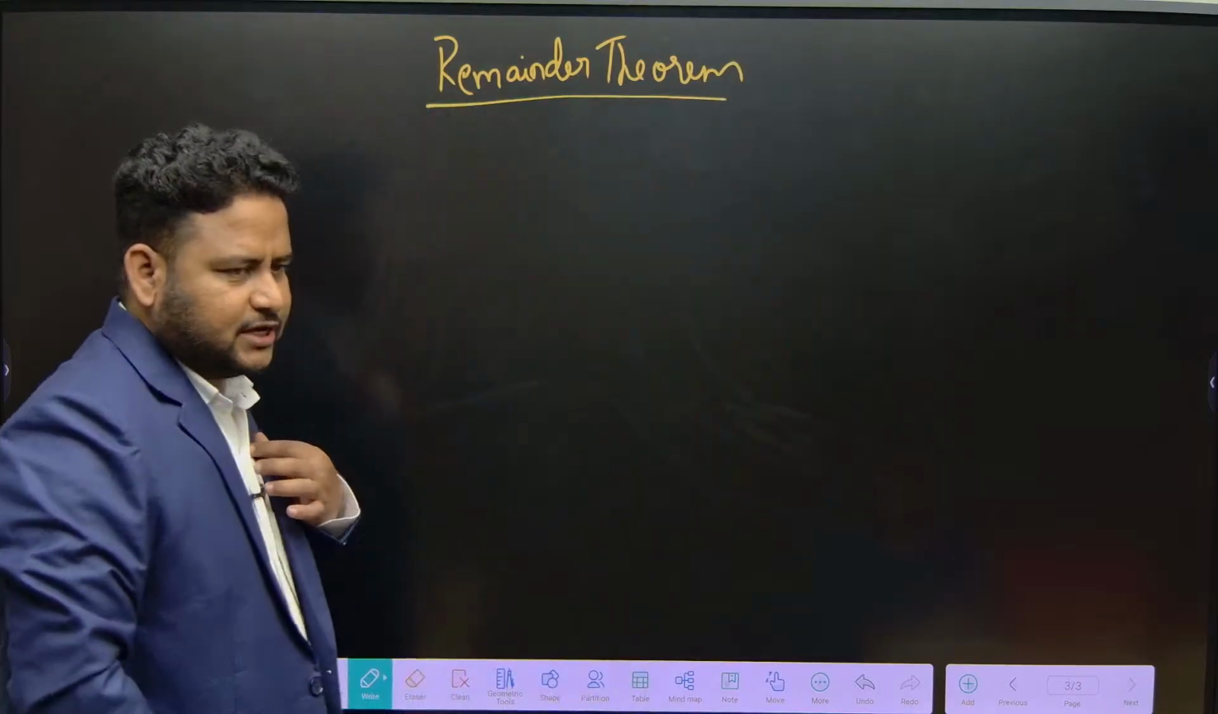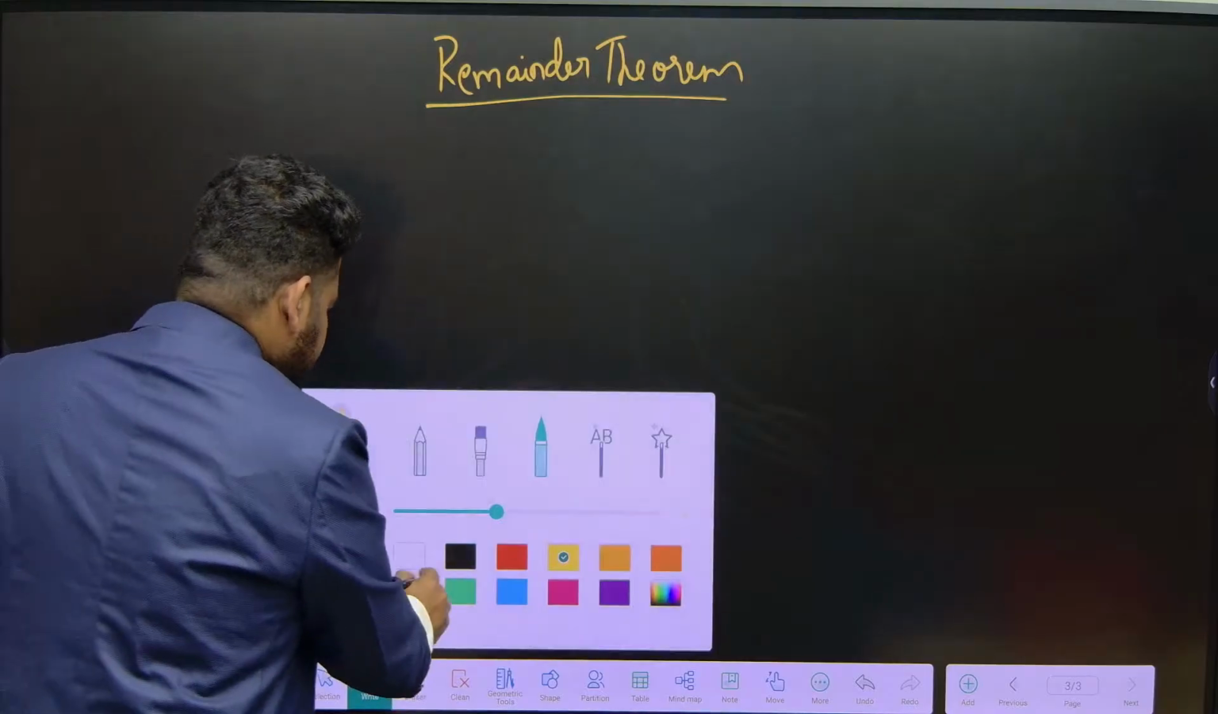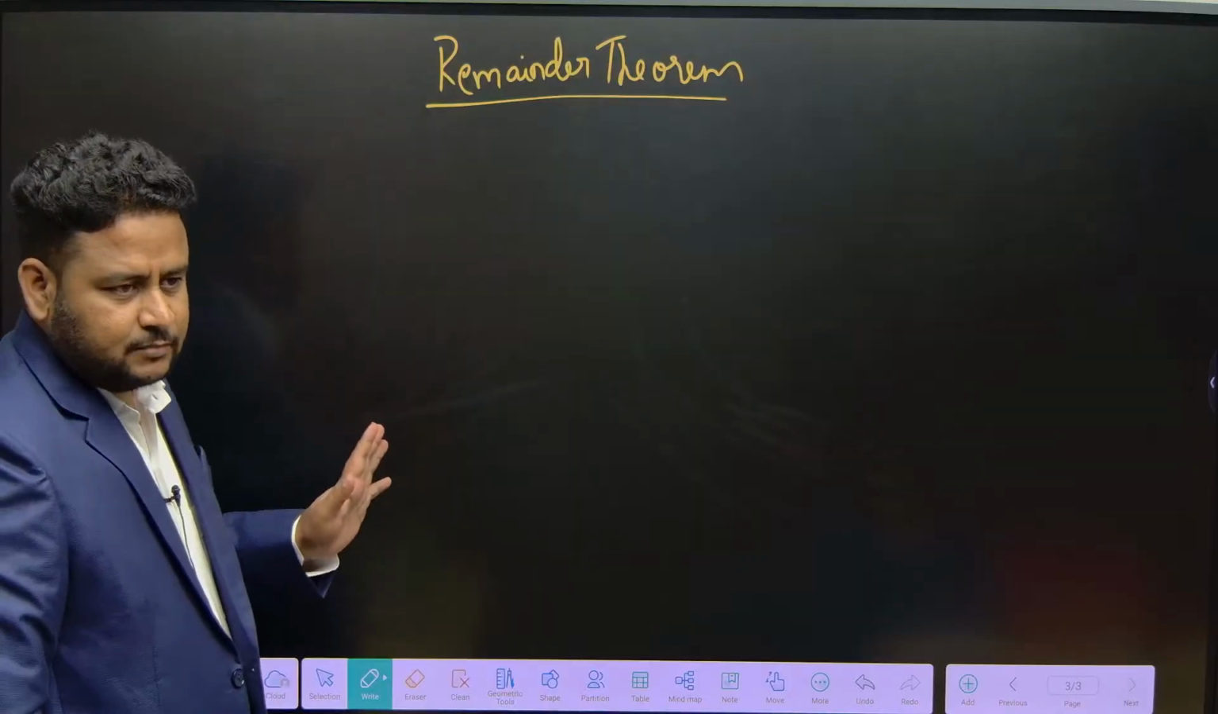Remainder theorem. Okay, we will go for the remainder theorem. So when I talk about the remainder theorem, observe very carefully.